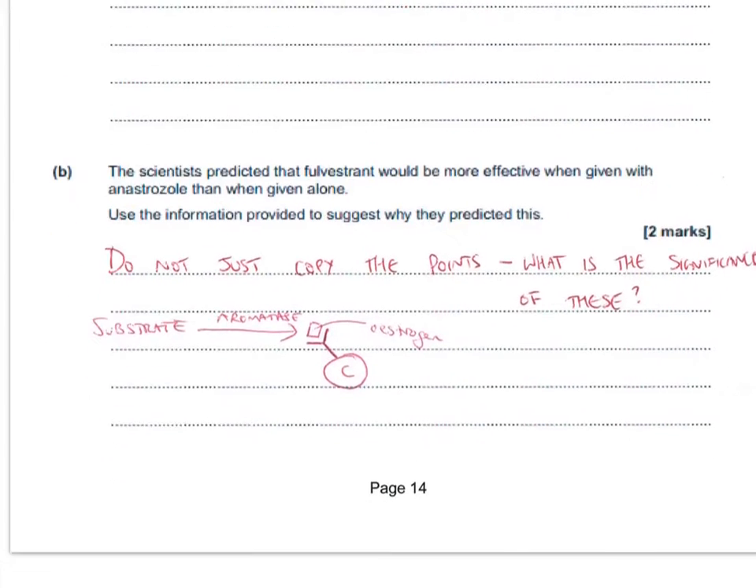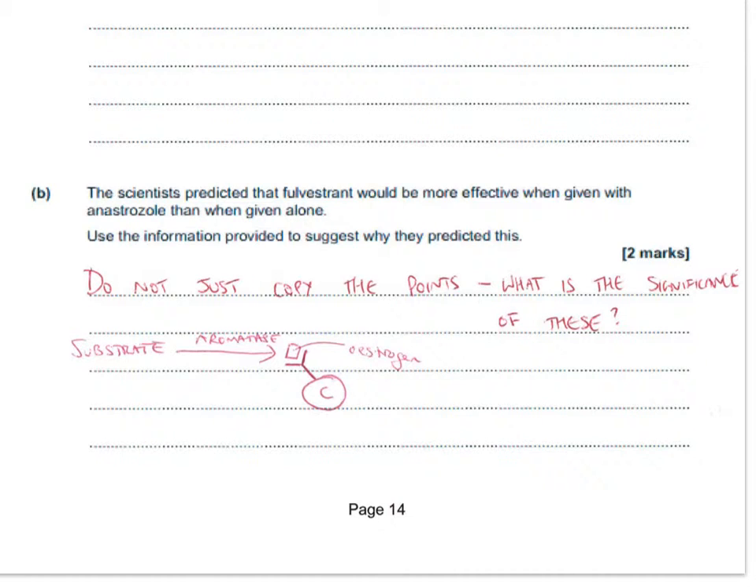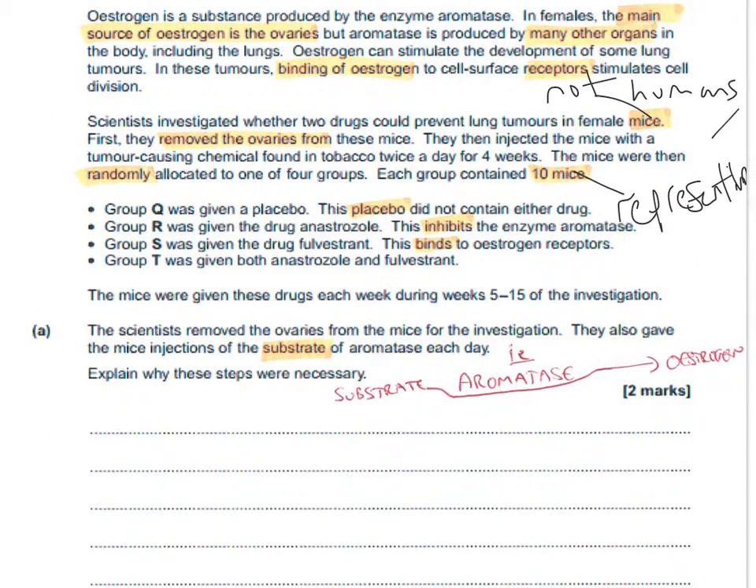For this last question here, a lot of students were just putting something like, the enzyme that makes estrogen is inhibited, and fulvestrant binds to the receptor. That sounds really good, but then you scroll up. In the question, it has told you that this inhibits the enzyme and this binds to the estrogen receptor. You've not told me what the significance of those points is. So for question B, it inhibits the enzyme aromatase, so less estrogen is produced. It binds to the estrogen receptor so that estrogen cannot bind to the receptor.